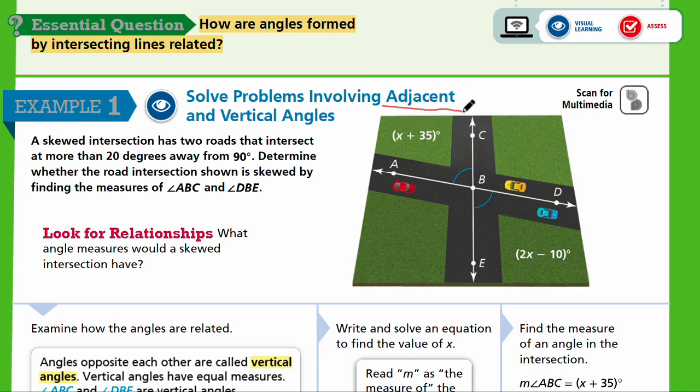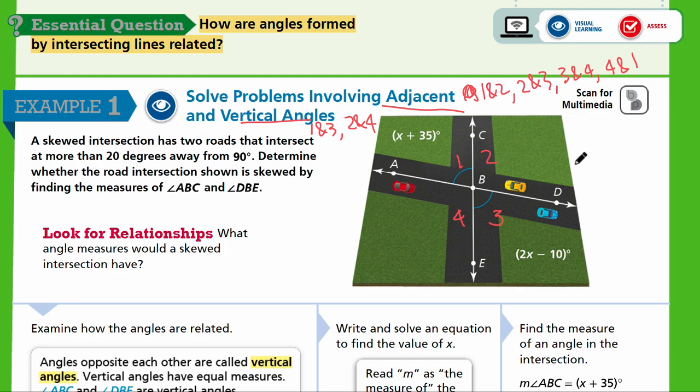If we say this is 1, 2, 3, 4, we can say angles 1 and 2 are adjacent, 2 and 3 are adjacent, 3 and 4 are adjacent, and 4 and 1 are adjacent. And then vertical angles are 1 and 3, the opposite angles, and then 2 and 4. So let's look at this example.